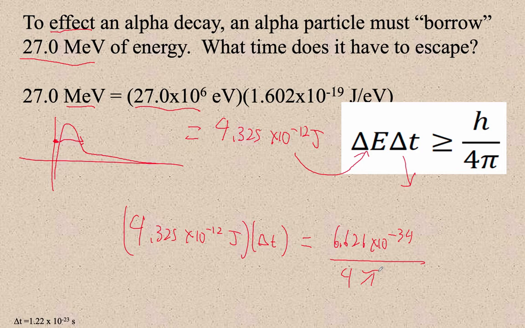All right, and I get not very much time. Hurry up! We only have 1.219 times 10 to the minus 23rd seconds. Honey, hurry up! We only have 1.22 times 10 to the minus 23rd seconds to escape. But that might be enough time. Depends on how far you have to travel, right? All right.